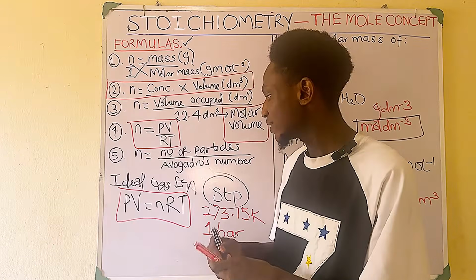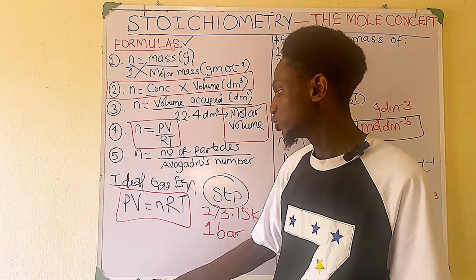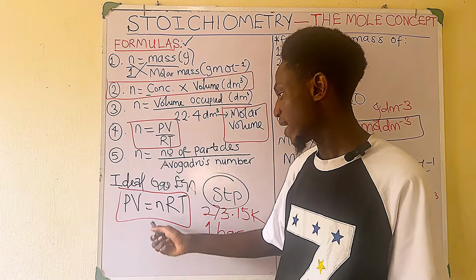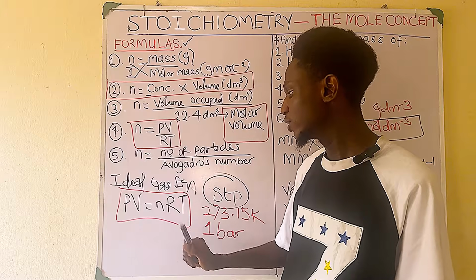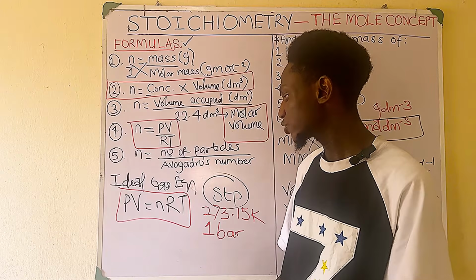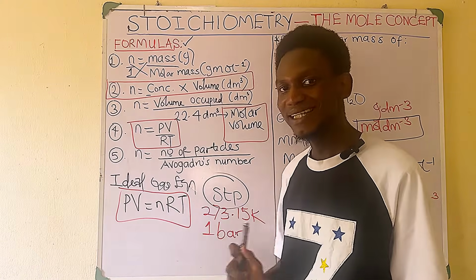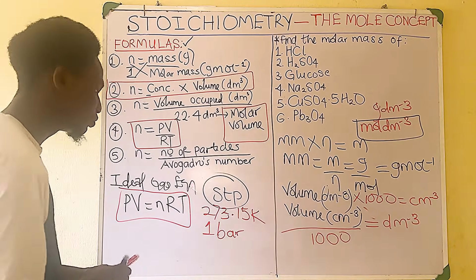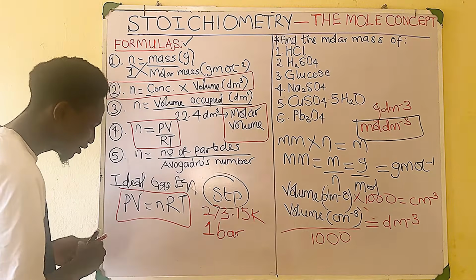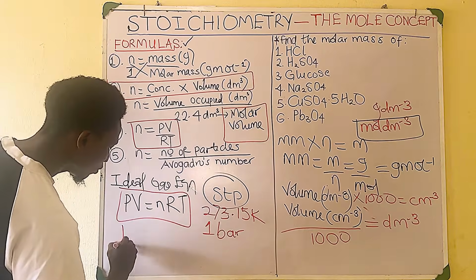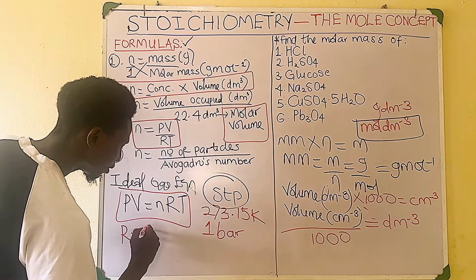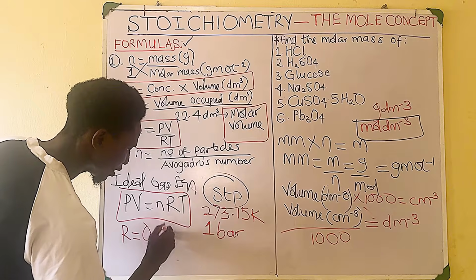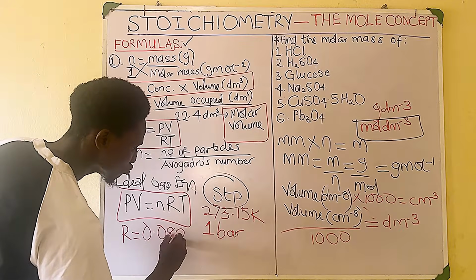It's telling us that P is pressure, V is volume, n is number of moles, R is the gas constant, then T is temperature. So please take note of this stuff. Now, I think you should take note of R. So the value of R is a constant. In O-level chemistry, we usually use 0.082.